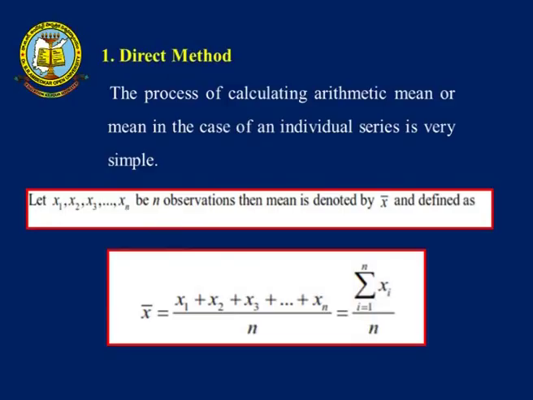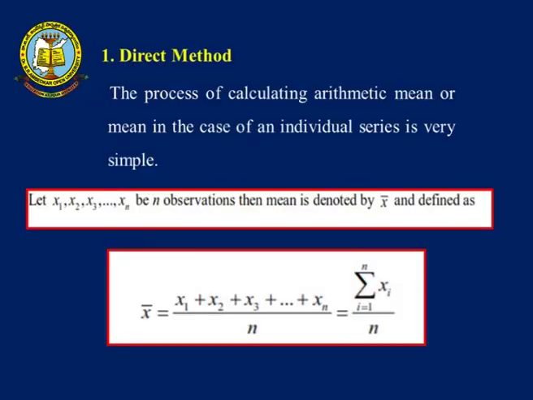The process of calculating arithmetic mean or mean in the case of an individual series is very simple. Let x1, x2, x3, and so on up to xn be n observations. Now, I would like to calculate the mean value of these observations. The mean is represented by x bar and is defined as x bar equals x1 plus x2 plus x3 and so on plus xn divided by the number of observations.